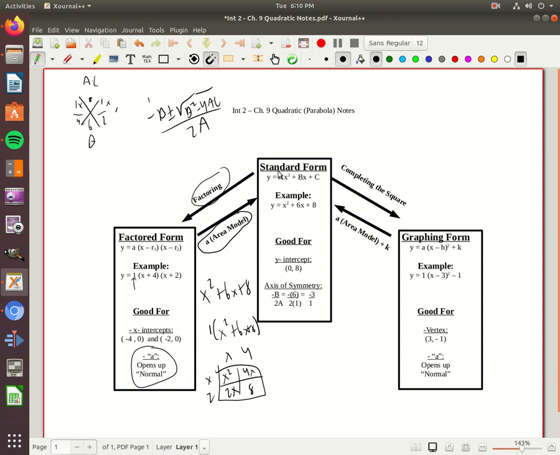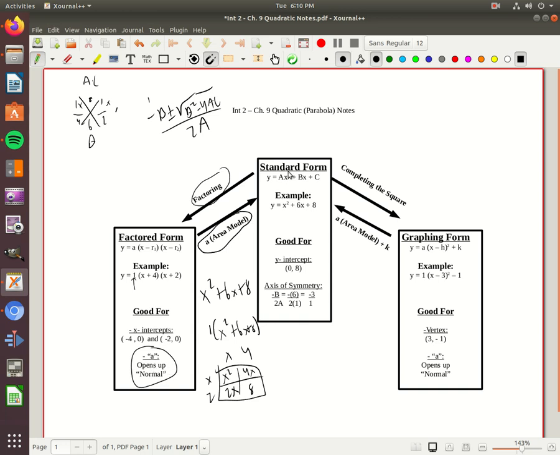So we already know how to get from standard form to factored form. We know how to get from factored form to standard form. When we're in standard form, we know we can get the y-intercept and the axis of symmetry. When we're in factored form, we know that we can get the x-intercepts. And again, I don't know if we've discussed that, but we'll discuss it a lot more.